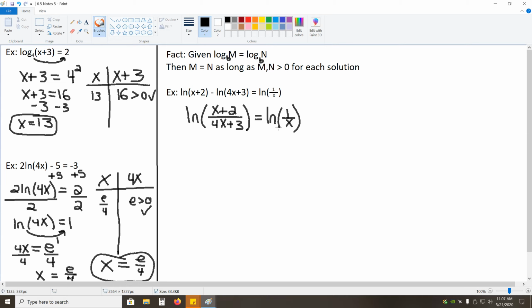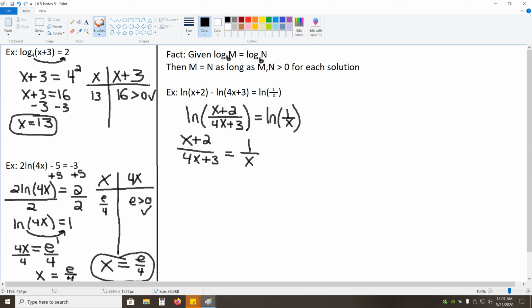And now that we have two logs of the same base equal to one another, we can change the problem to just be the insides equal to one another. So x plus 2 over 4x plus 3 equals 1 over x.